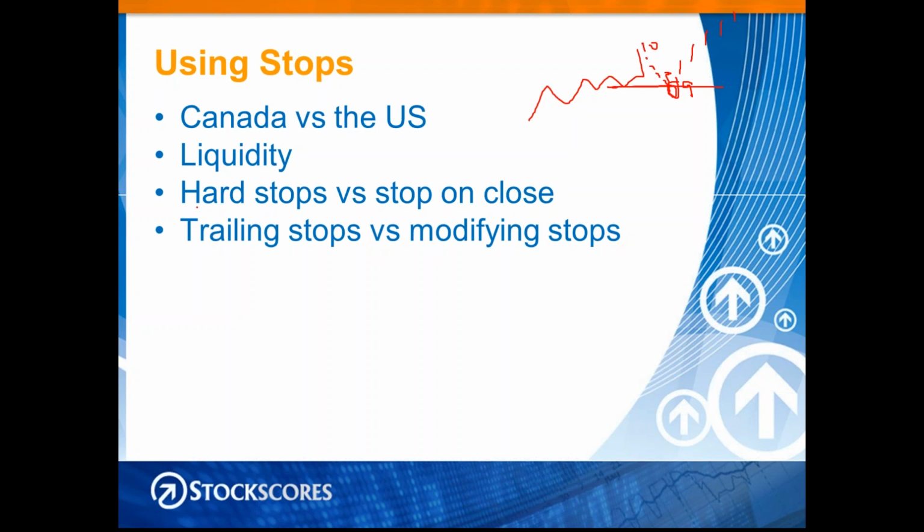So this is where we get into the difference between hard stops and stop on close. A hard stop is what you would enter with your broker. You go to your broker system and you say, if it hits $9, sell it. And you can do that as a market order or as a limit order. A stop on close is not an order that you make with your broker. It's something that you manually execute.